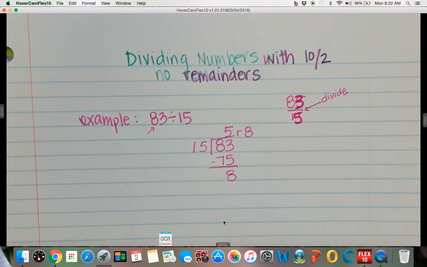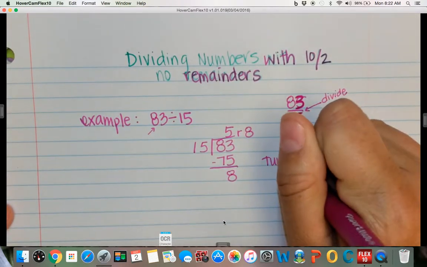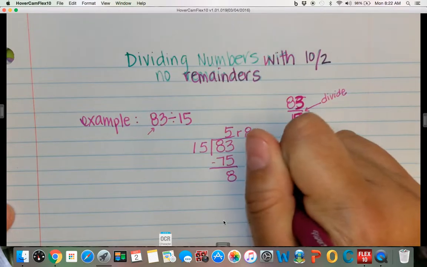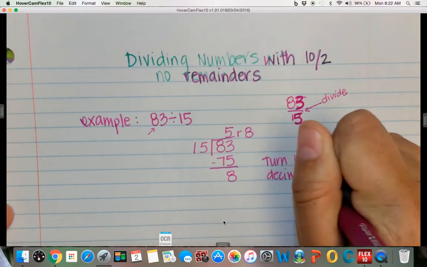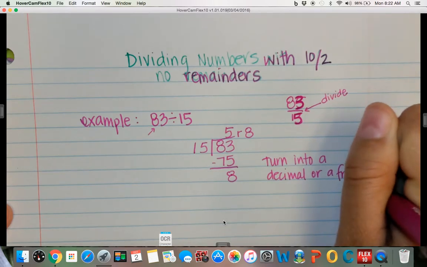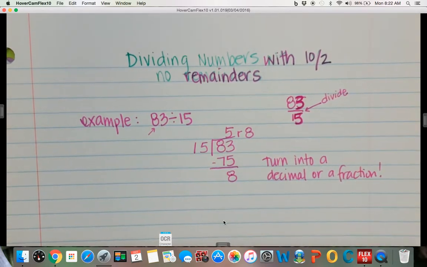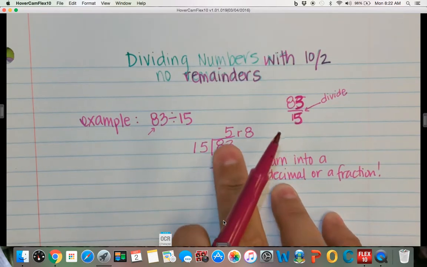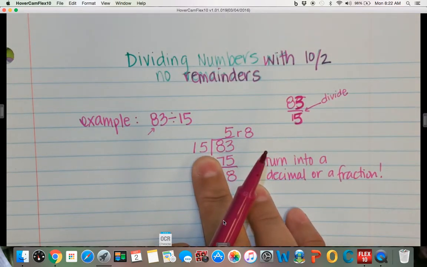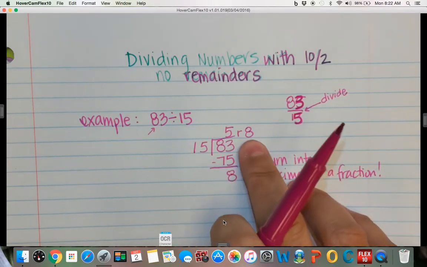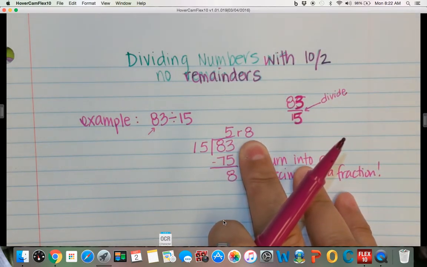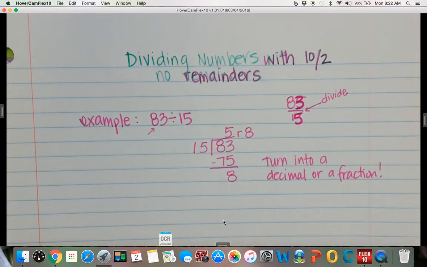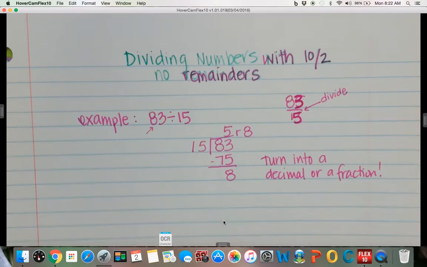I can't tell you how much that hurts me. I can't handle the remainders. So what I'm going to show you now is how to turn it into a decimal or a fraction. Because what this means is that we have 5 groups of 15, which is 75, but we have 8 pieces left over. So I'm going to show you now how we can actually make that into an amount.